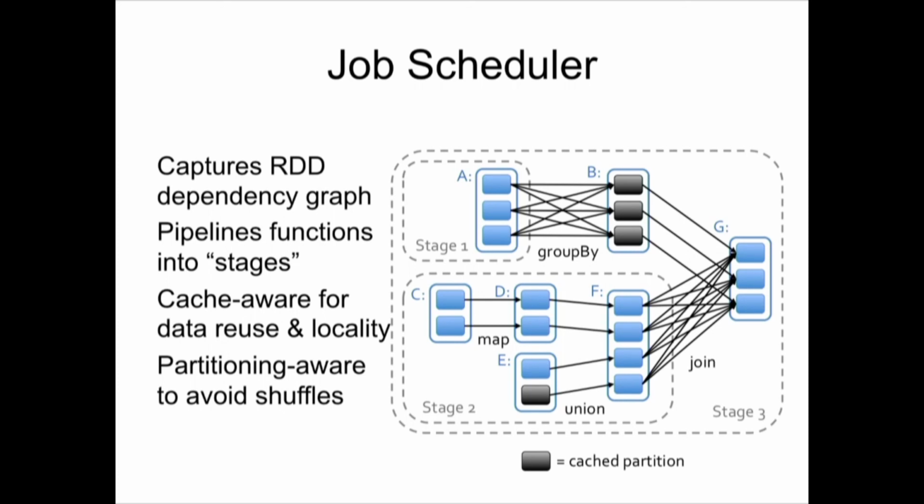And finally, we talked a little bit about shuffles when we were doing the word count example. Spark can also cleverly avoid shuffles if it knows that things are partitioned similarly. So this is a very short talk about the job scheduler. There are a lot more details, and I'd be happy to talk about this offline if you're interested.